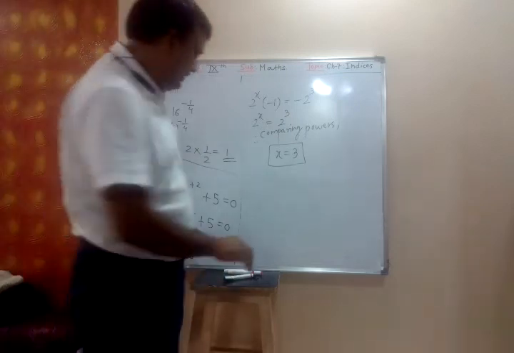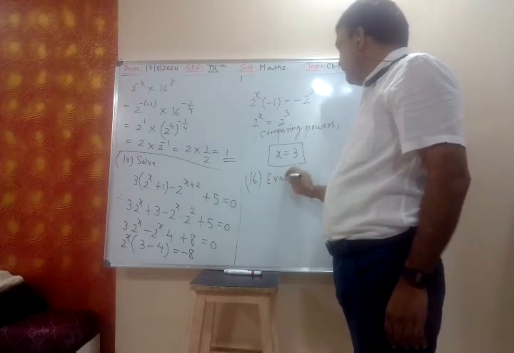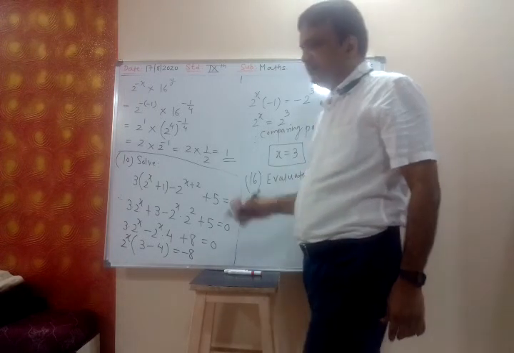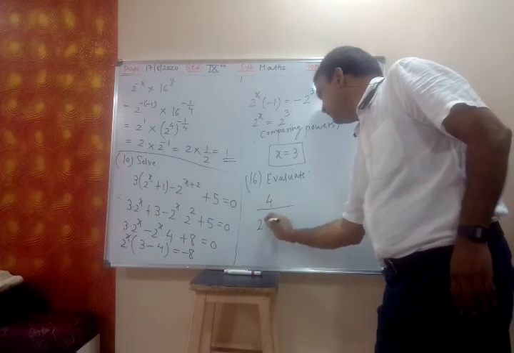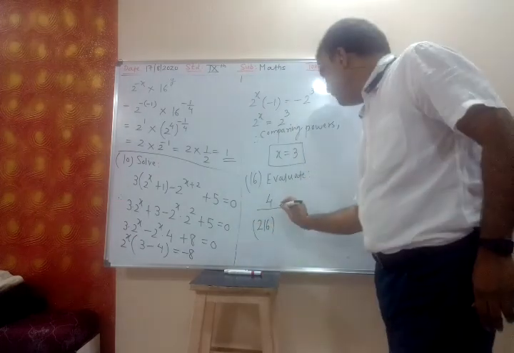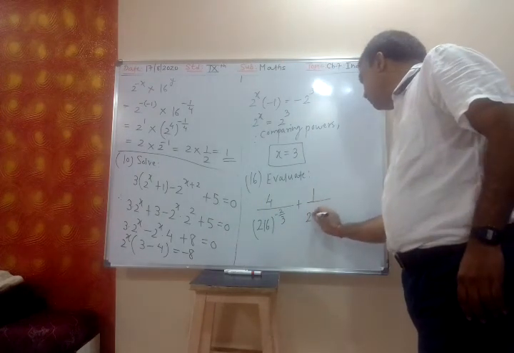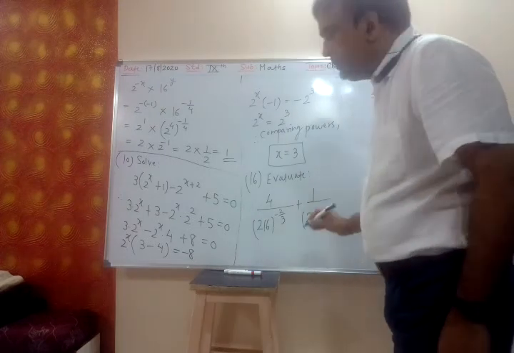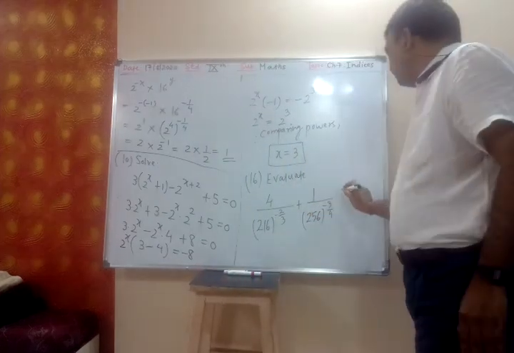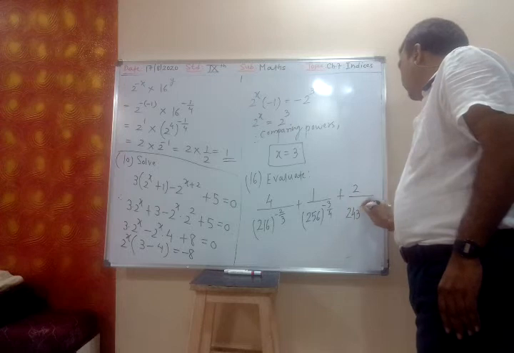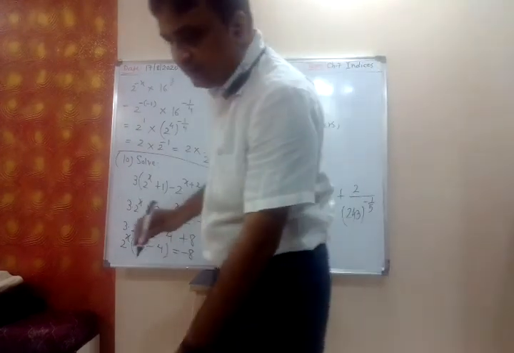16. Evaluate. Let us complete this. Evaluate 4 upon 216 raised to minus 2 by 3, plus 1 upon 256 raised to minus 3 by 4, plus 2 upon 243 raised to minus 1 by 5. Evaluate this.